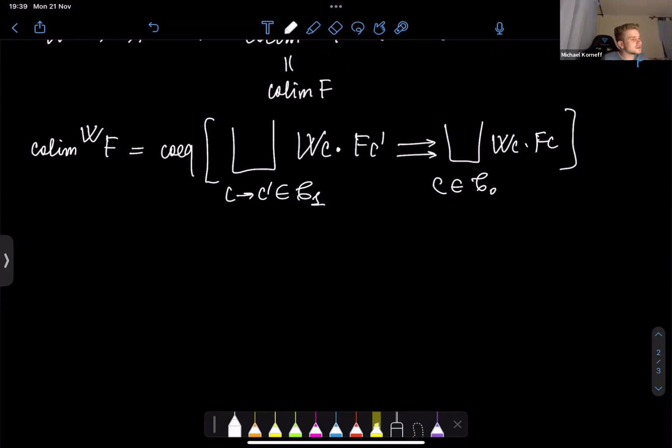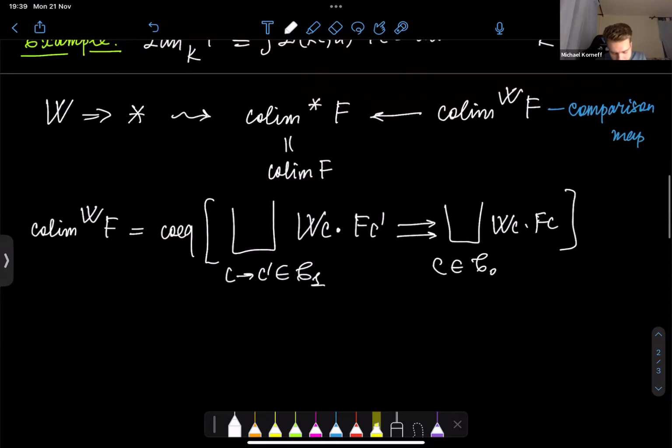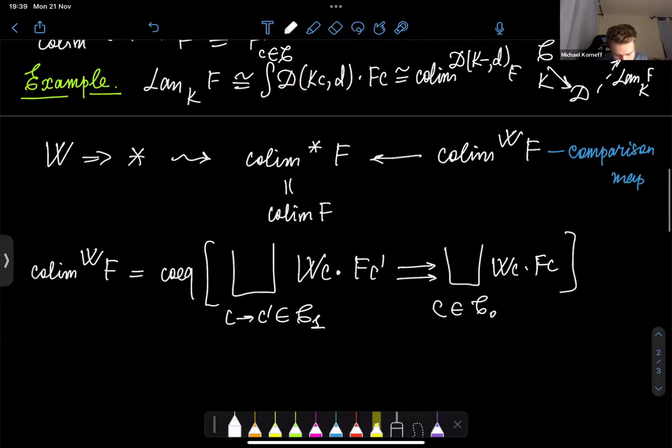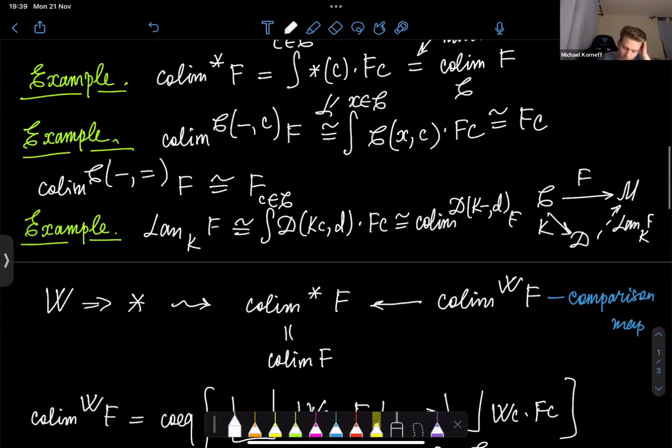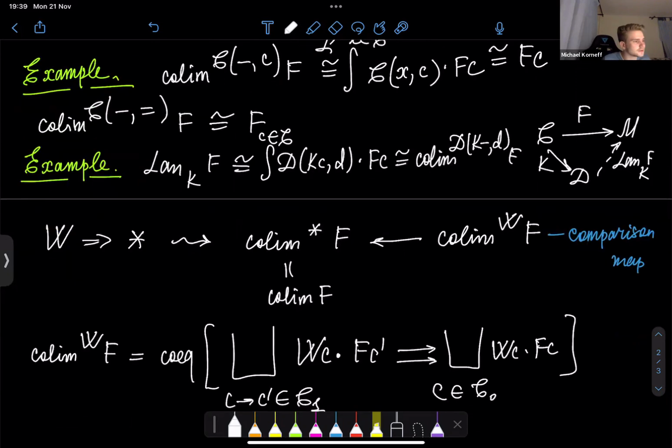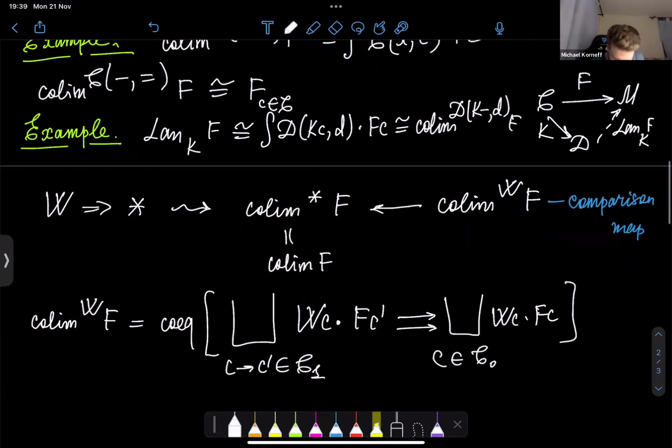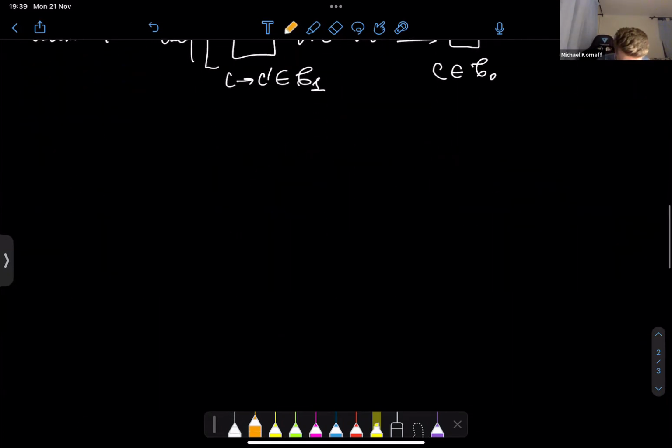Okay, and now I would like to talk about weighted colimits in the enriched case.